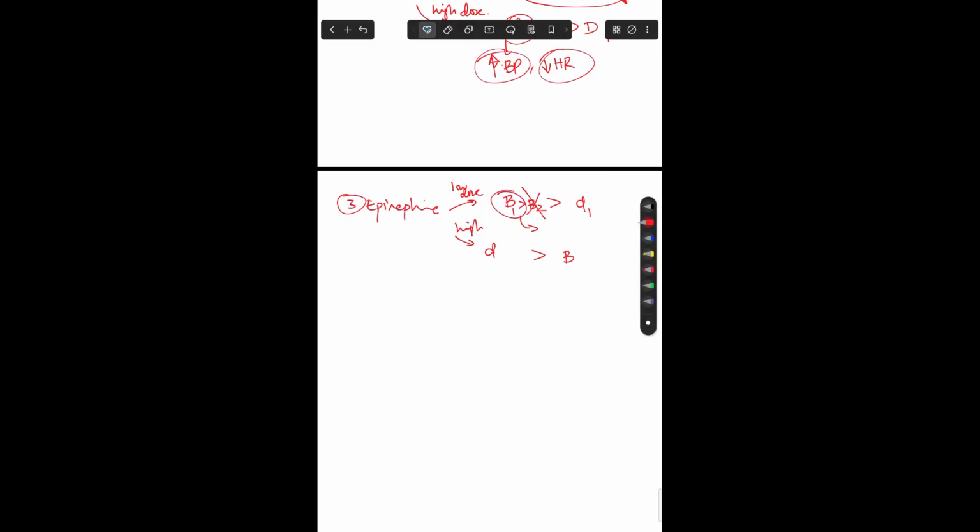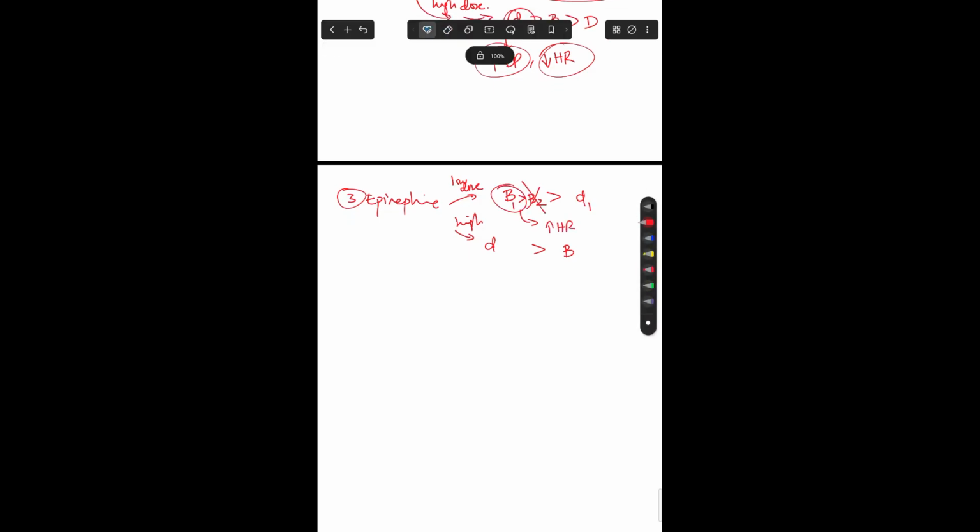Low dose would result in increase in heart rate and a drop in blood pressure because it acts weakly on alpha 1. The reverse is true for high dose. So alpha 1 gets worked on the most, so it would result in an elevation in blood pressure, and this elevation in blood pressure is much stronger, which would result in a drop in heart rate. It works much stronger on alpha 1 than it does on beta 1, which is what you get here.